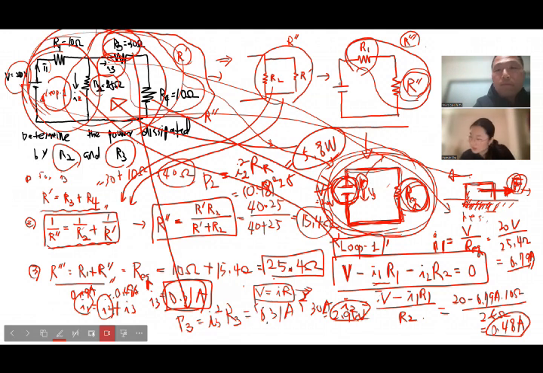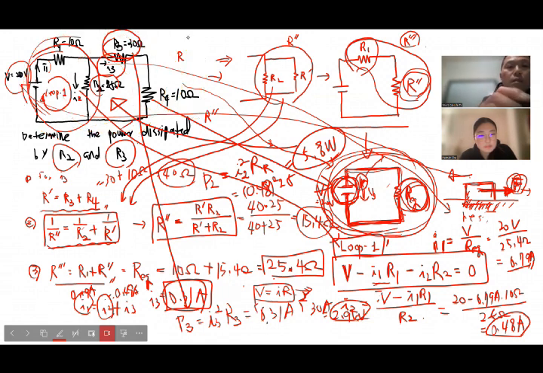Wait, I can't read the circuit. Okay, let me clear up. In the circuit, which one is R3 or R2? 25 ohm for R2, 30 ohm for R3. And you're saying that you use just Ohm's law to individually calculate the potential per resistor?